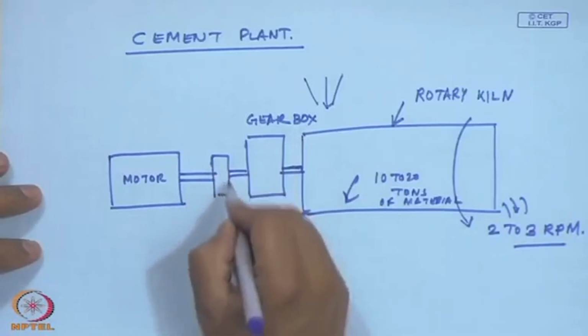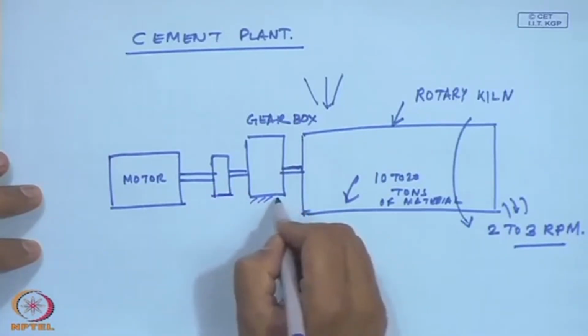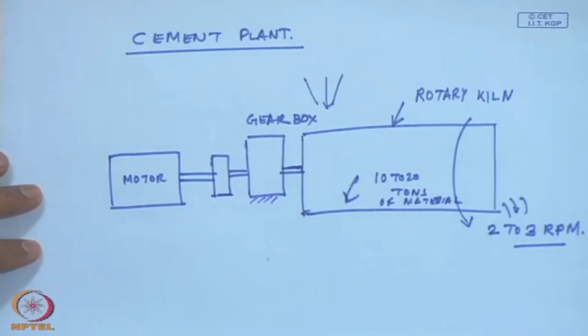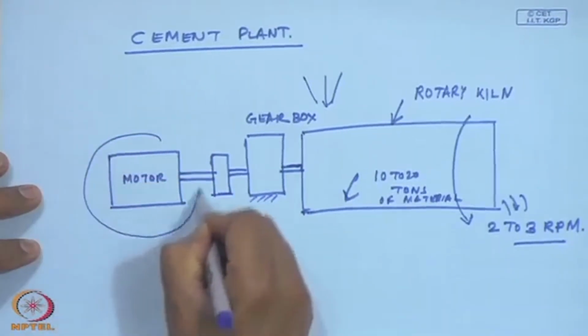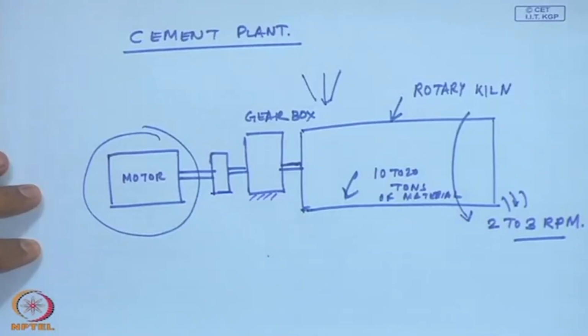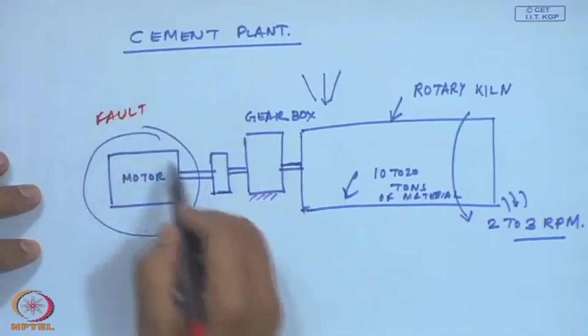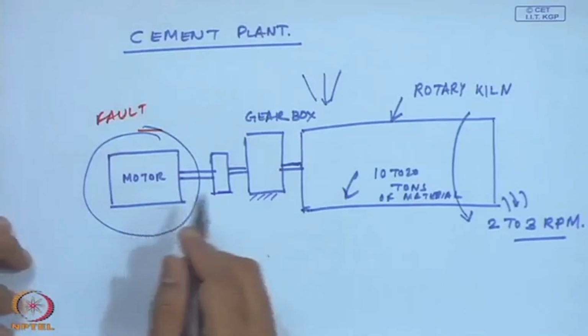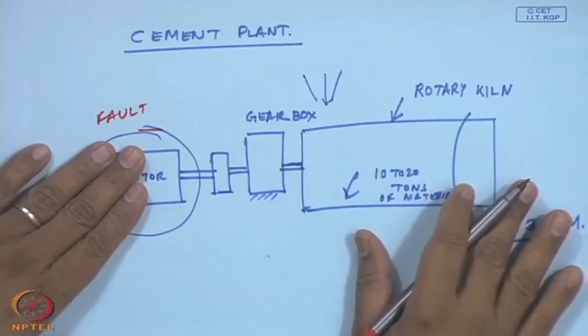Failures in the gearboxes or the couplings are known to us. Through vibration monitoring we can do that. But my focus here is on what happens if this motor is at fault. How do you find out a fault condition in the motor? Because if the motor shuts down, your plant is shut, isn't it?